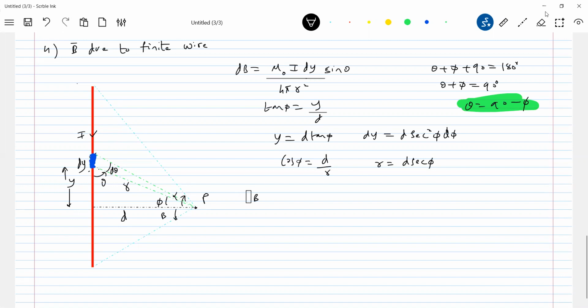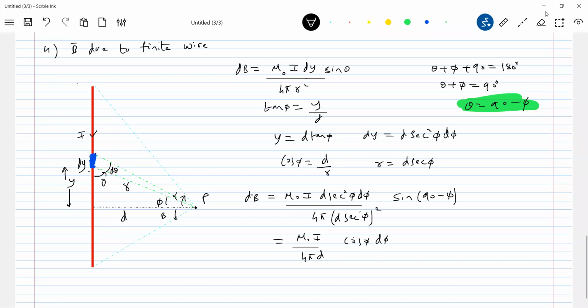So dB is equal to mu naught I dy, which is d secant square phi d phi, over 4 pi r square, which is d secant square phi, times sine theta, sine of 90 minus phi. So secant square gets cancelled. So mu naught I over 4 pi d, cos phi d phi.